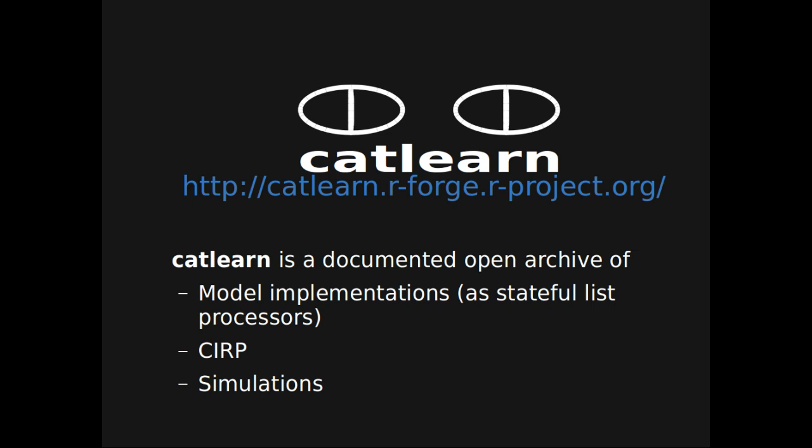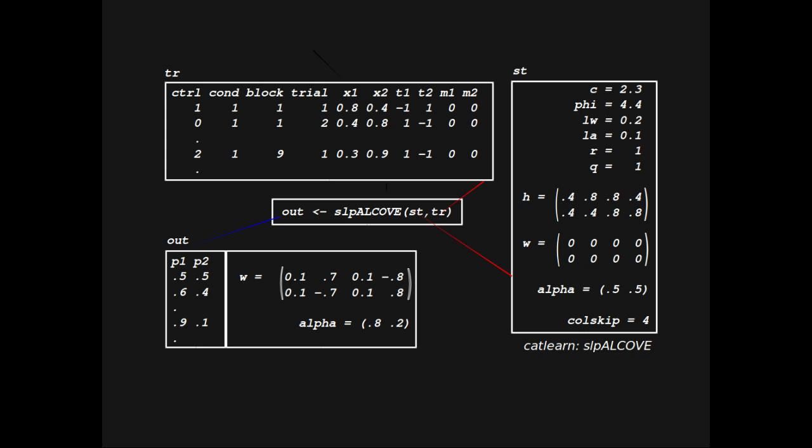In pursuit of that goal, model implementations within Catlearn employ a stateful list processor schema. This idea is most easily described with the aid of an example, which is what I'm going to come on and give you now. Okay, the demo. So the first thing I'm going to do is show you a model implementation within the Catlearn package. What I won't have time to do is explain the details of the model itself, so I'll have to treat it as a black box.